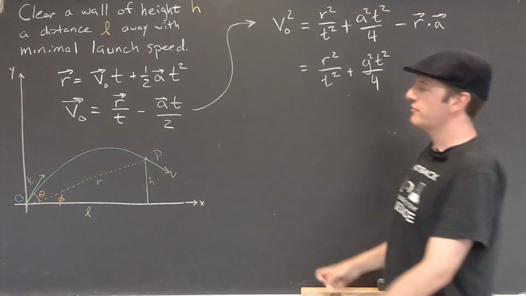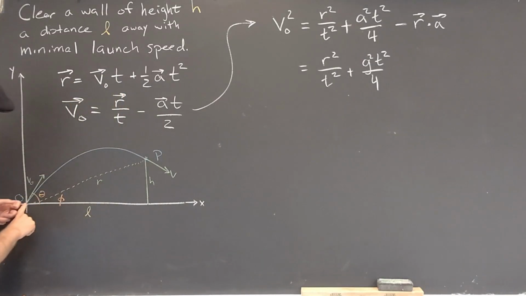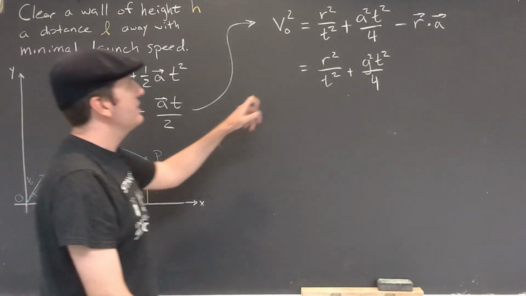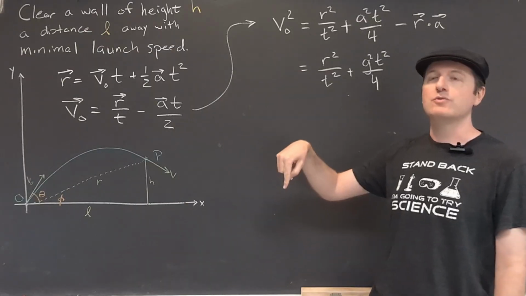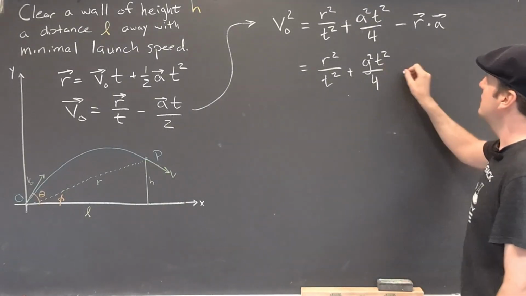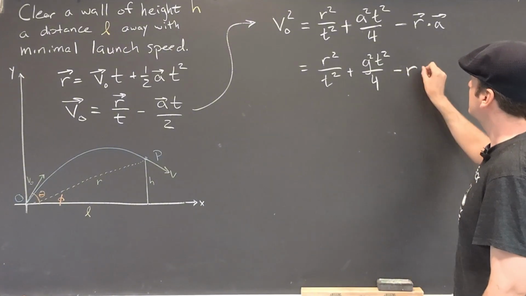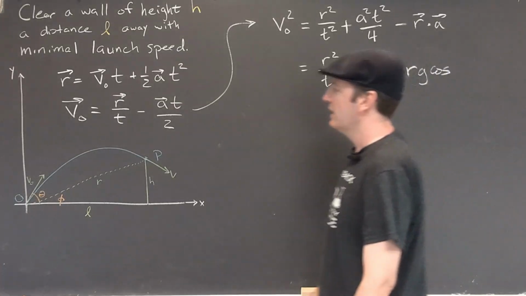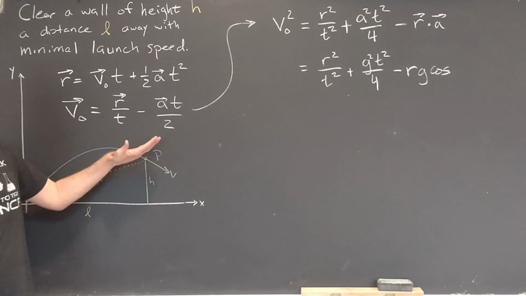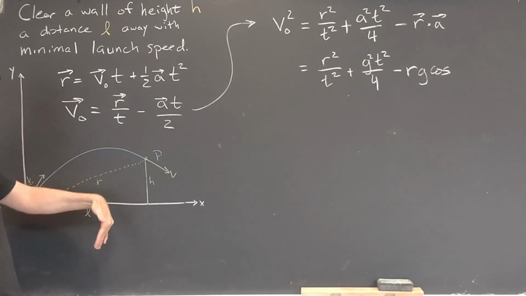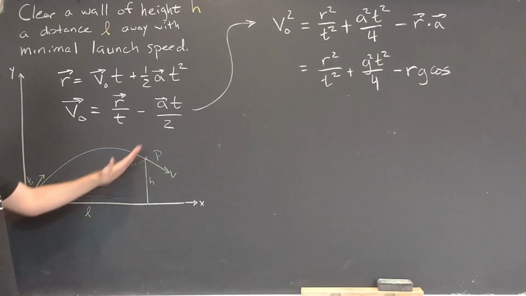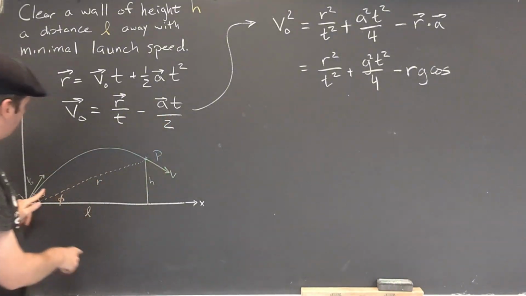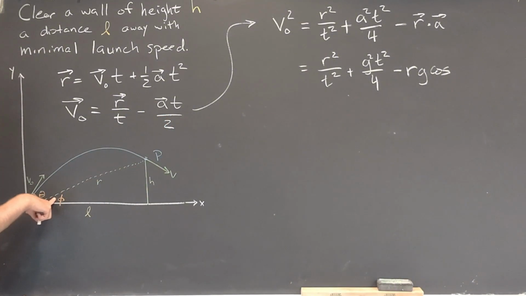And then this dot product over here, if we look at the vectors, vector r is actually vector OP. It goes from my launch point to this point P. That's the vector r. The acceleration is straight down with magnitude g. Remember that a dot product can always be written as magnitude times the cosine of the angle between the two vectors. My vector r is this way, my vector a is straight down. So the angle between those two vectors is going to be an obtuse angle, and it's actually going to be 90 plus this angle phi.